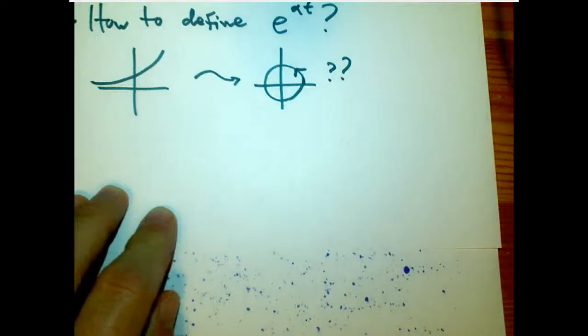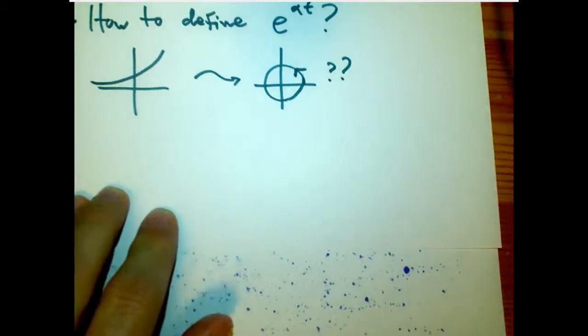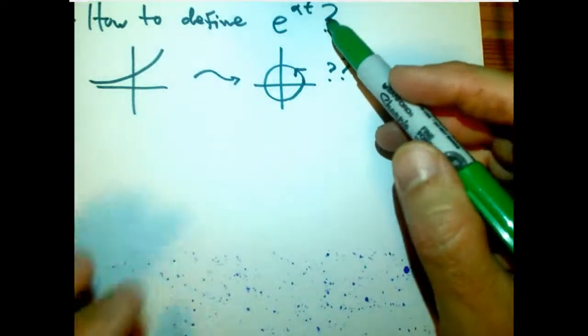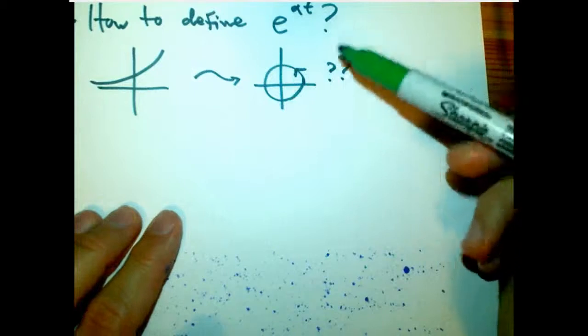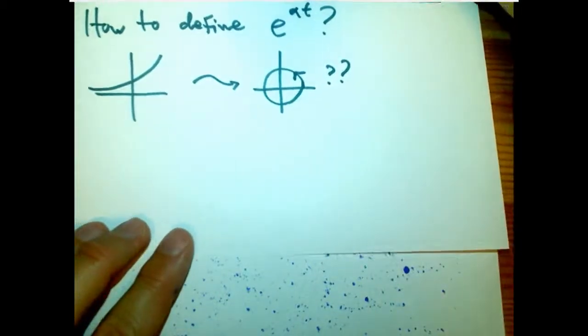So now that we know the basics of how the algebra and the geometry of the complex numbers fit together, we want to get back to the idea of doing calculus with them, because that was the original motivation here. That's what we're going to do with that algebra and geometry. So how do we define e to the alpha t, where alpha is some complex number?